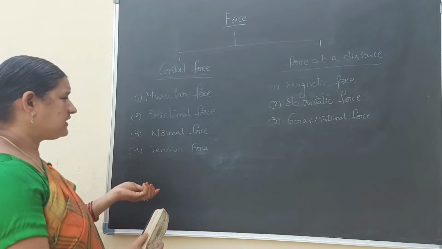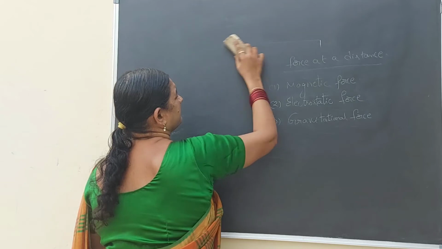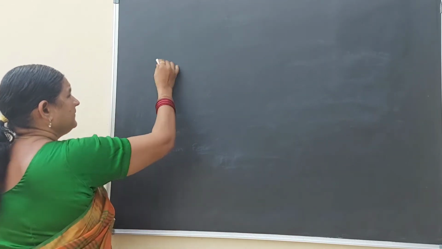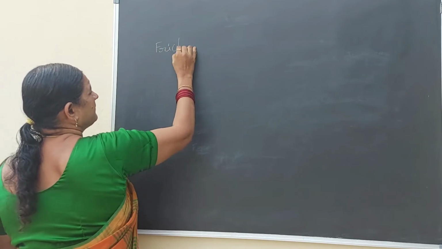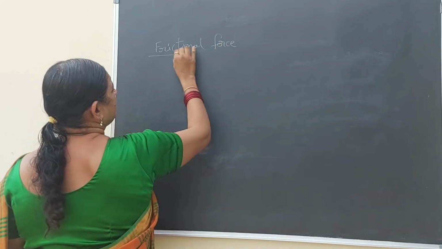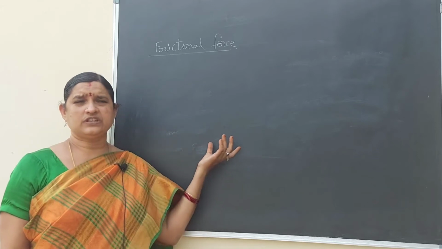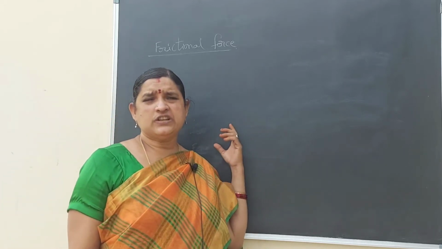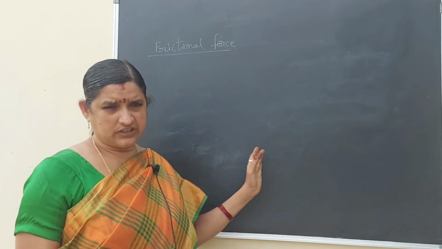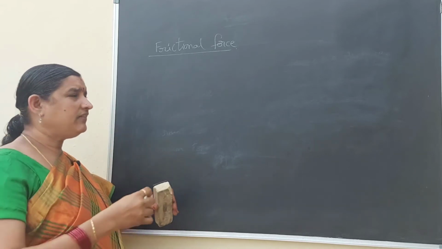We will discuss the frictional force in detail. Frictional force, we already learned about. The force which opposes the relative motion of a body over another body is called frictional force. We have three types of frictional force.